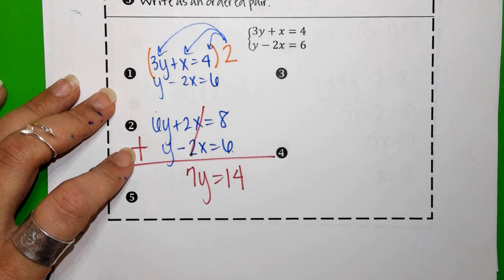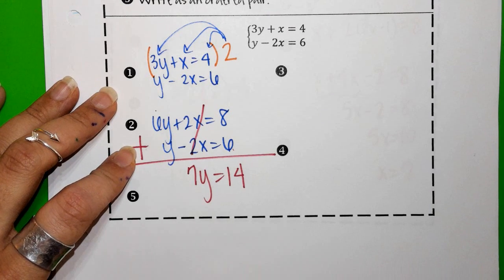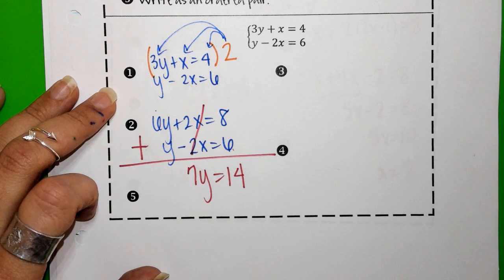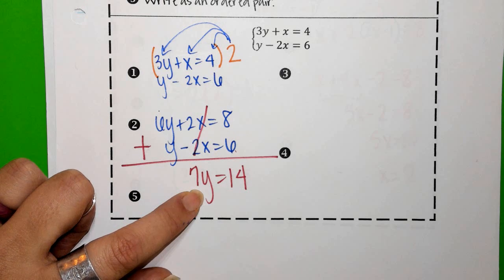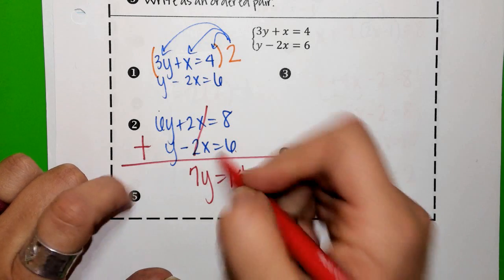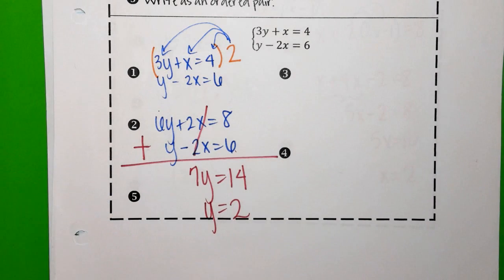Why are you saying it as a question? Because I don't know how to do elimination yet. But you know how to solve this, right? We're still doing the same thing. We build on what we've been doing. So how would you solve this? You divide by 7. And you get 2. y equals 2.